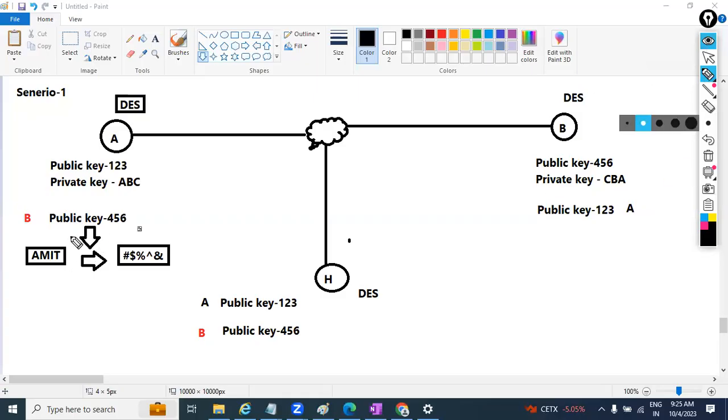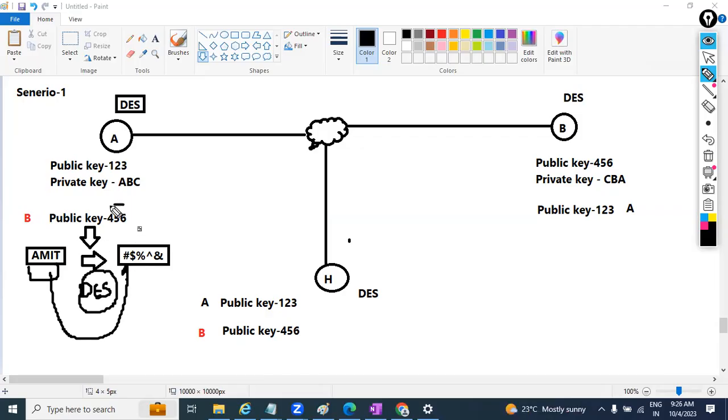So now I'm using the dash algorithm. The plain text is converted into ciphertext with the help of the dash algorithm, but which key am I using? 4, 5, 6, which is the public key of site B. Now in this world, only one guy can decrypt this data, and that is site B, with the help of its private key.